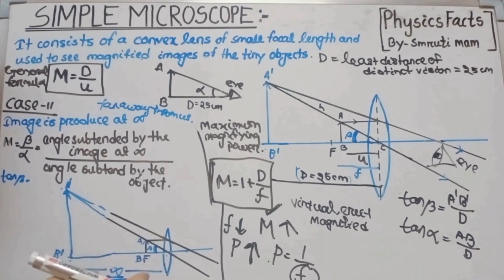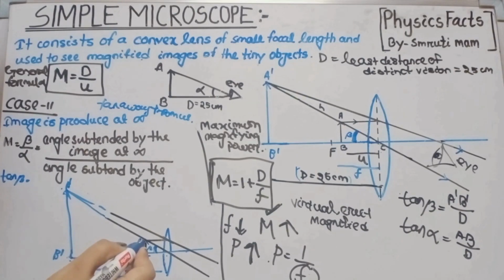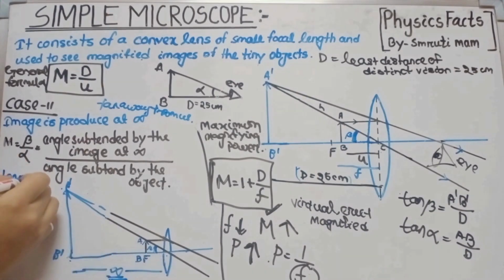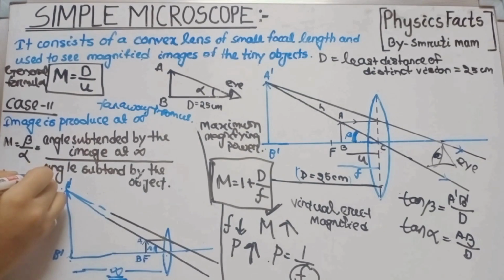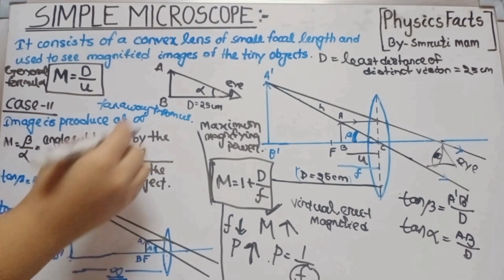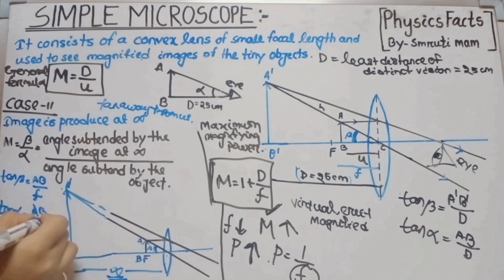So see in this diagram, ये जो एंगल क्रिएट हो रहा है ये इस इमेज के लिए और इस ऑब्जेक्ट के लिए सेम हो रहा है या नहीं. So instead of A prime B prime by infinity, we take AB by F. So tan beta equals AB by F. You simply remember AB by F, where F is the focal length. And tan alpha, we know, is AB by this distance, AB by D, the least distance of distinct vision.